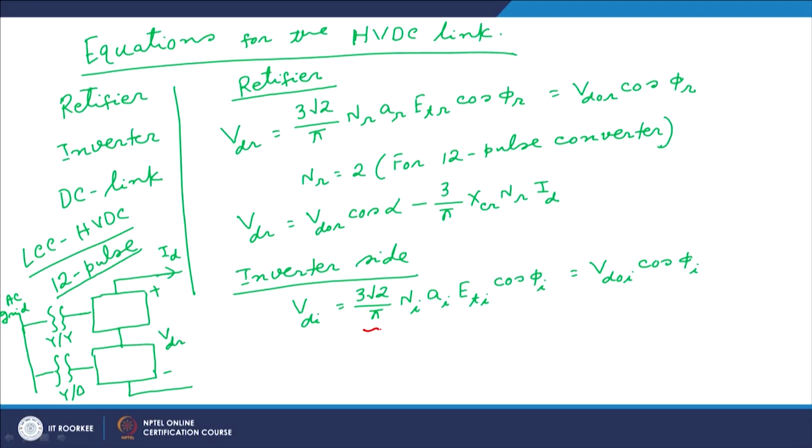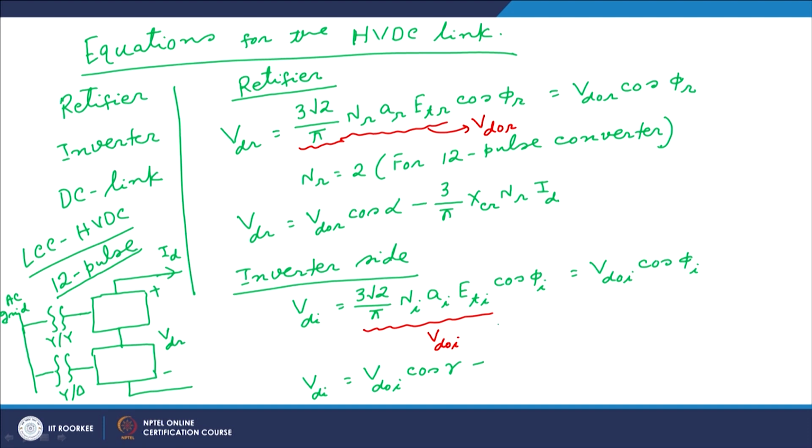Now, here we are denoting this quantity as VDOI, and for the rectifier this quantity is VDOR, so VDOR cos phi r. Phi I is nothing but the power factor angle at the inverter side. Another identically same type of equation, VDOI cos gamma. Please note this difference: in the case of rectifier this is alpha, but for the case of inverter this is gamma.